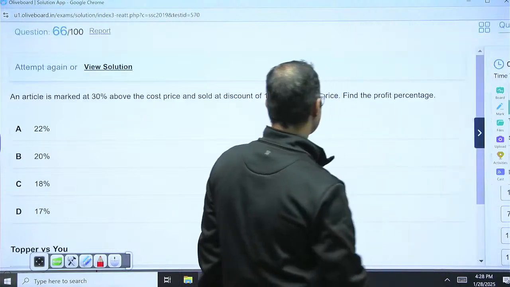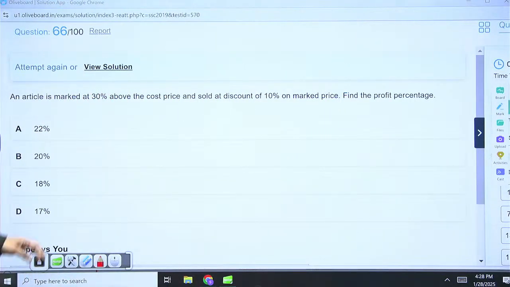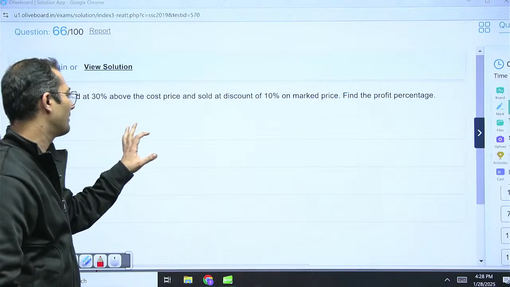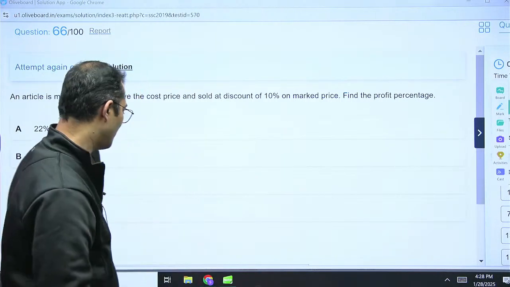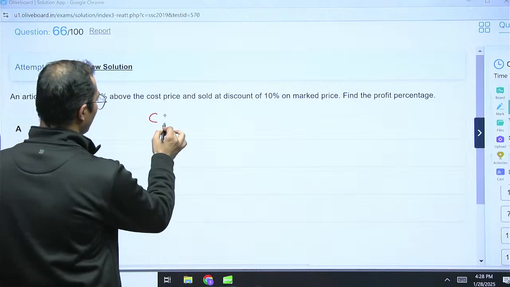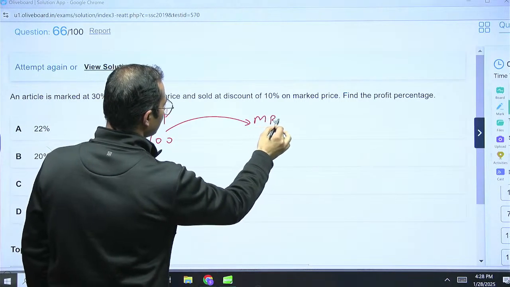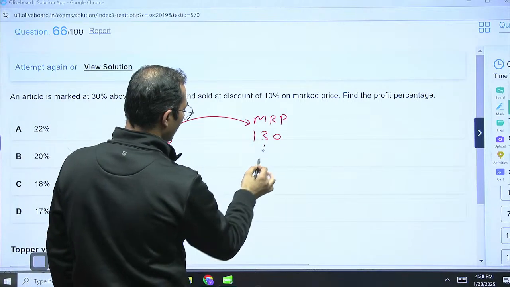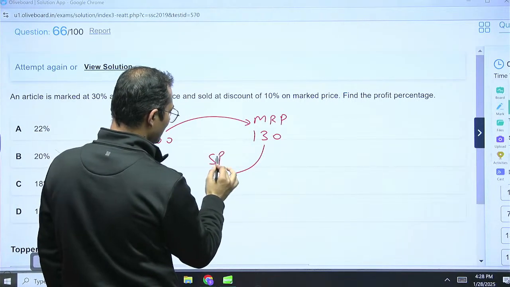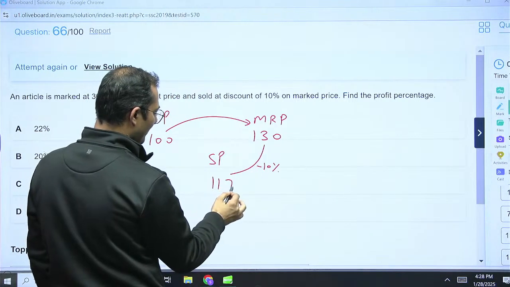Question number 16. See, an article is marked at 30% above the cost price and sold at a discount of 10%. See, if the cost price of an article is 100, so its MRP would be what? So marked up 30% above. So MRP is 130. Now it is sold at 10% discount. So minus 10%. That is 13. So 117 is the selling price.